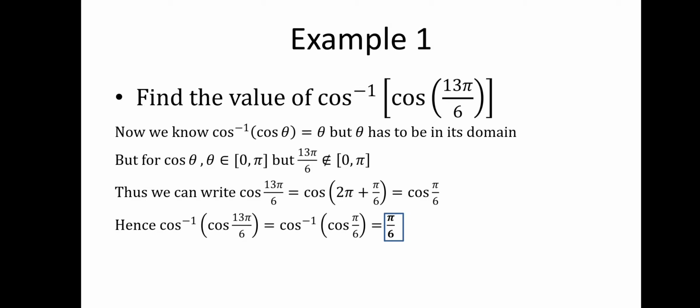I hope this clears the idea of what principal value means. We are bothered only with those values of the angles which lie in that range, which for cos is 0 to pi. For different inverse trigonometric functions there are different ranges, so you have to remember the ranges very carefully.